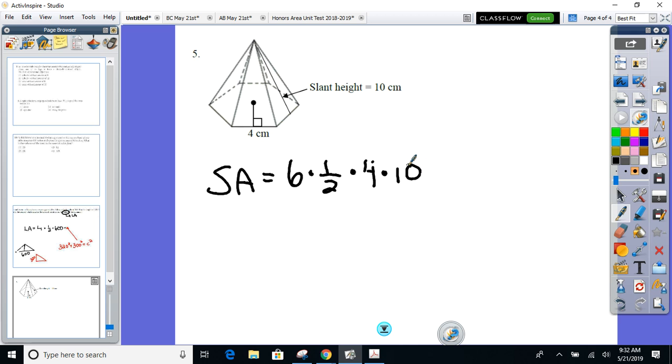But it said surface area. So now I need to add in the base. What shape is the base? That's a hexagon. Okay, I got to find the area of a hexagon now. All right, and the way we did that, if you remember, we split it up into 6 different triangles. Right? We split it up into 6 triangles. 1/2 base times height.